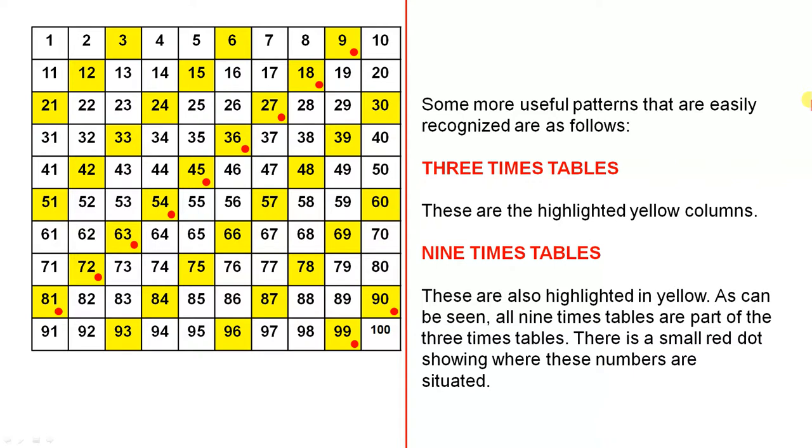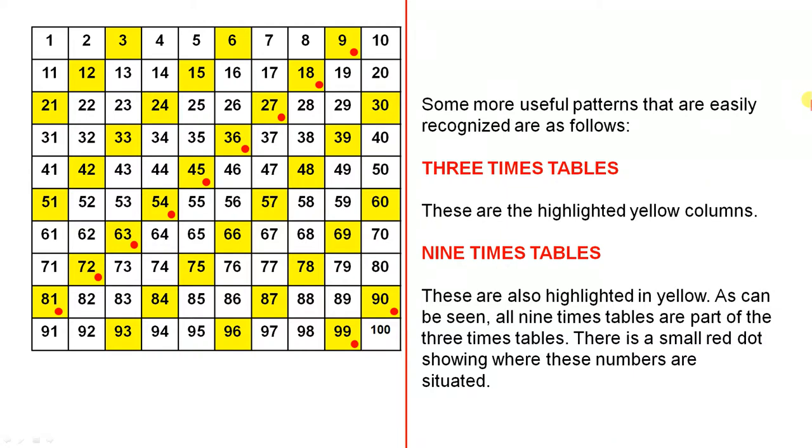Some more useful patterns that are easily recognised are as follows. The 3 times tables. These are the highlighted yellow columns. You can see how they're in a diagonal form. Beautiful patterns there, quite easy to see.